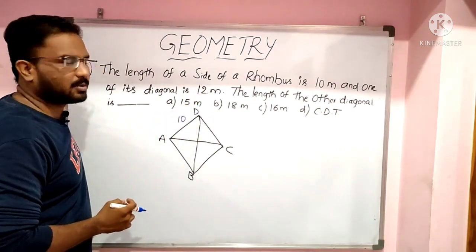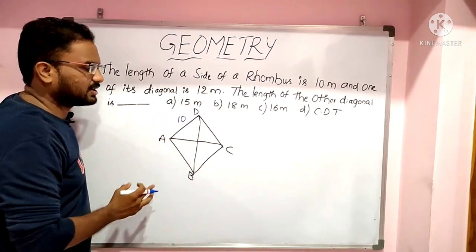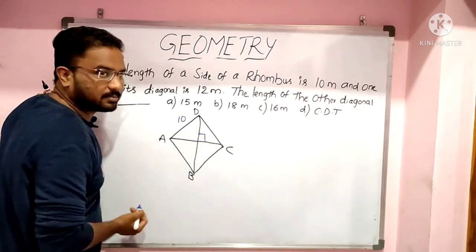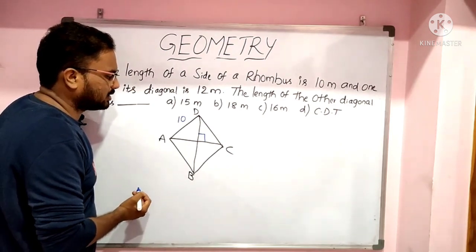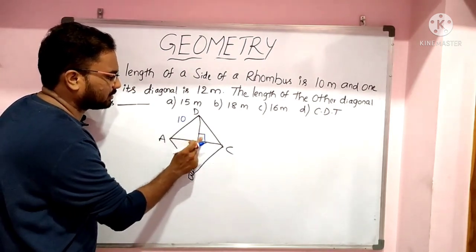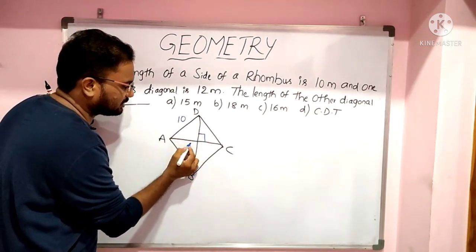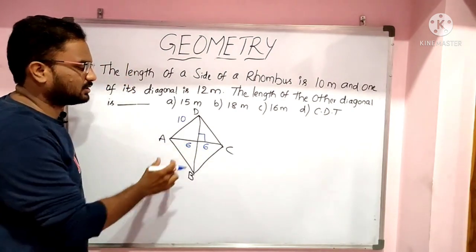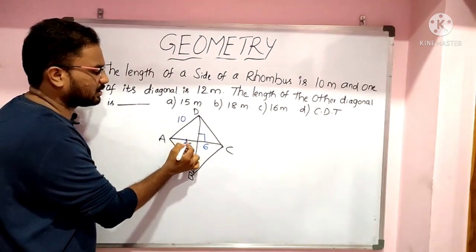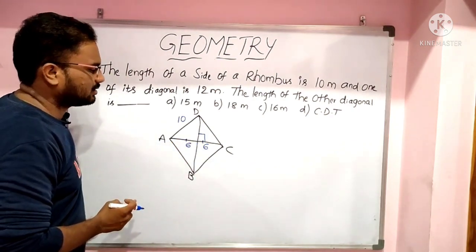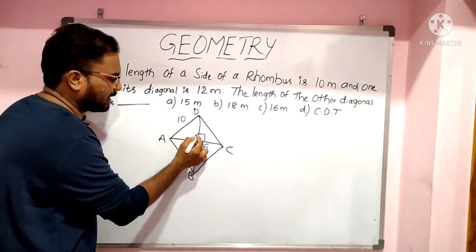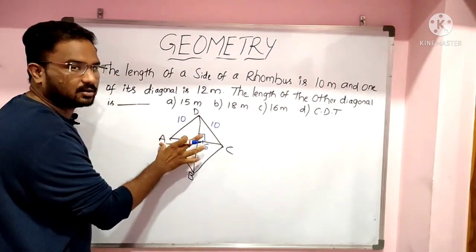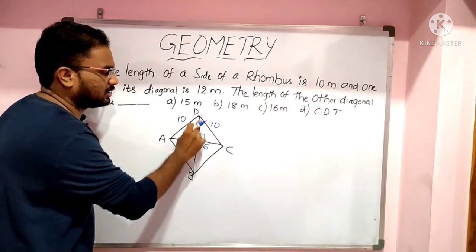The length of one diagonal is 12 meters. I already told you one property: in a rhombus, the diagonals bisect each other perpendicularly. So here this length is 12 meters, so this is 6 and this will be 6, because these two are equal. And here this is a right angle. All sides are equal.